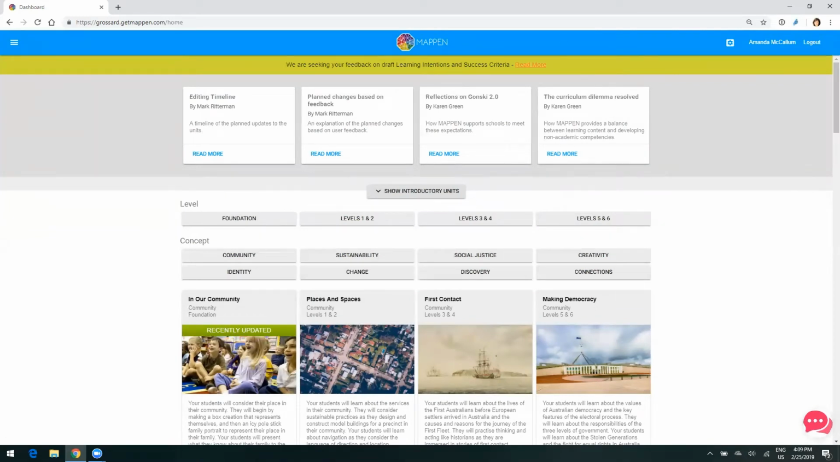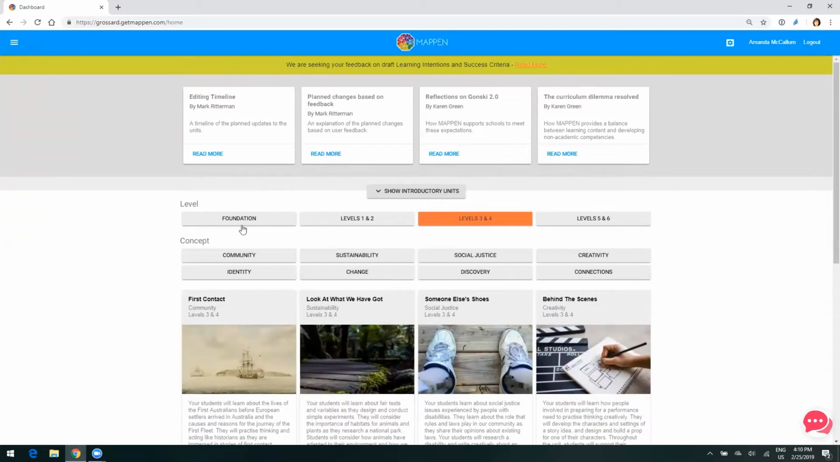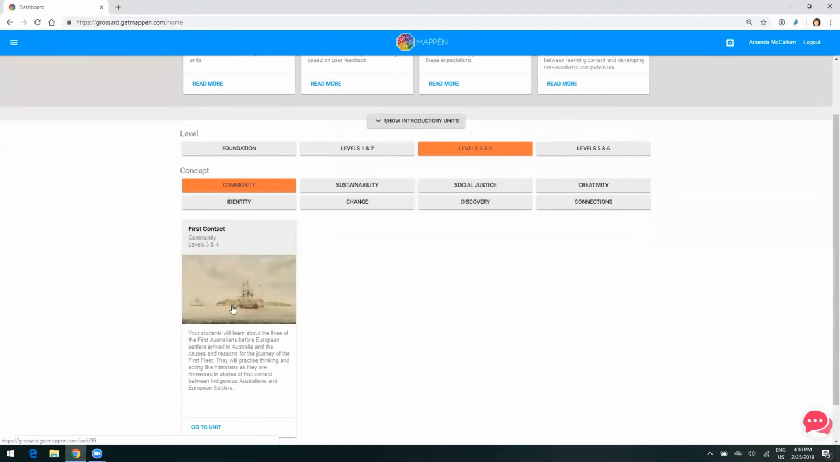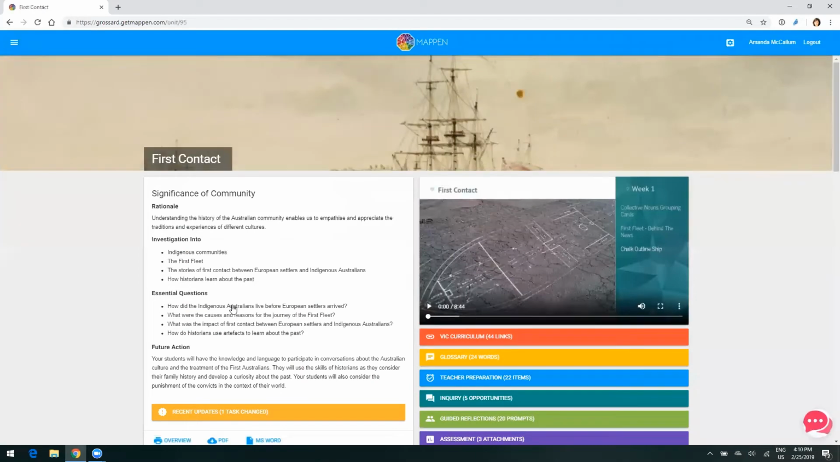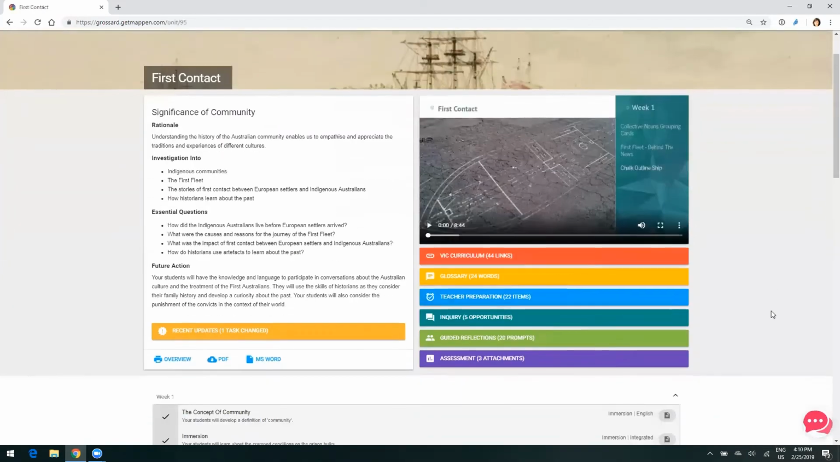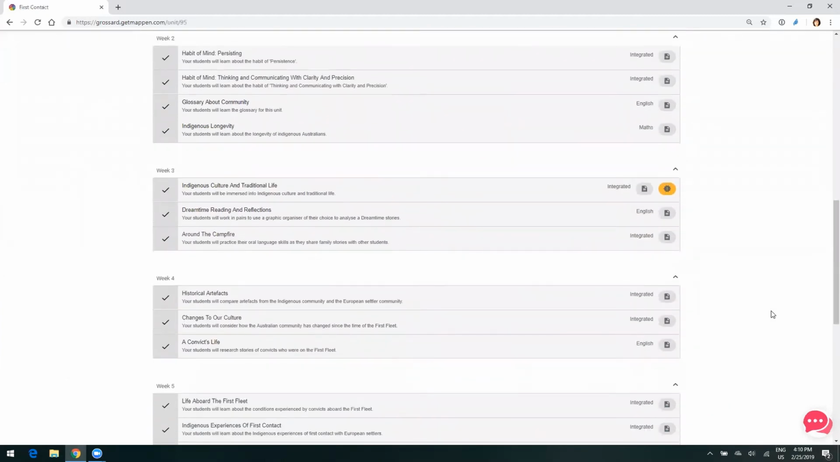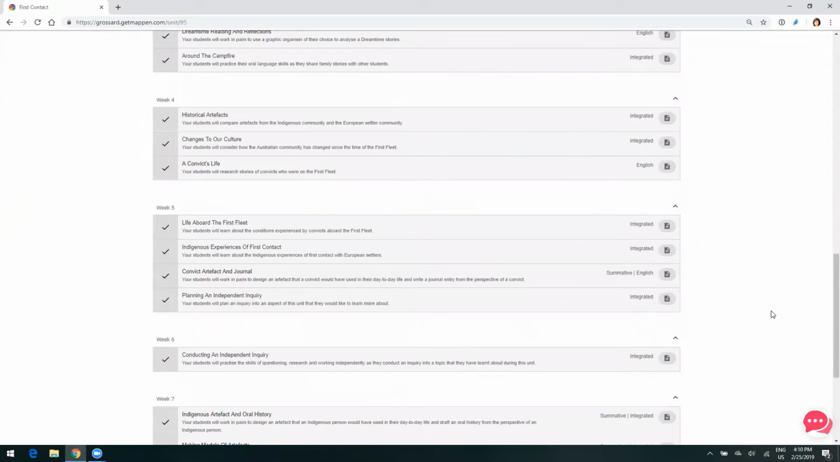Okay, moving on. What I'm going to do is I'm going to say I am a Year 3-4 teacher. I am investigating the concept of community. You can see those have now navigated you to your unit, which is First Contacts. By clicking in First Contacts, I open the unit. At first glimpse, we're looking at the introduction to the unit, and I'm going to come back to that. But then as I scroll down, what you are looking at is your unit week by week, task by task, for 8 weeks in what is generally a 10-week term, and that allows 4 blowouts.